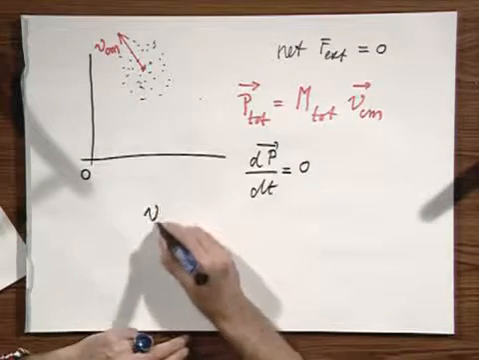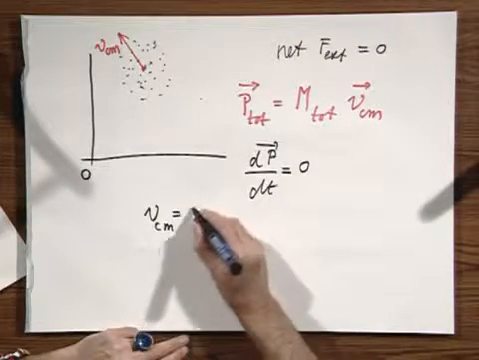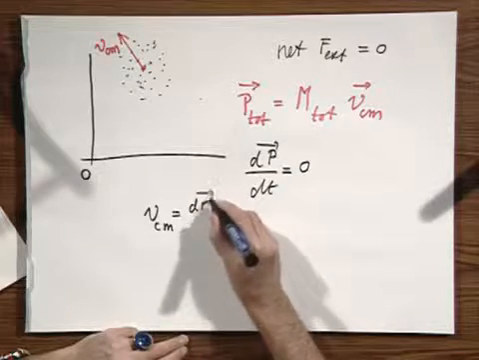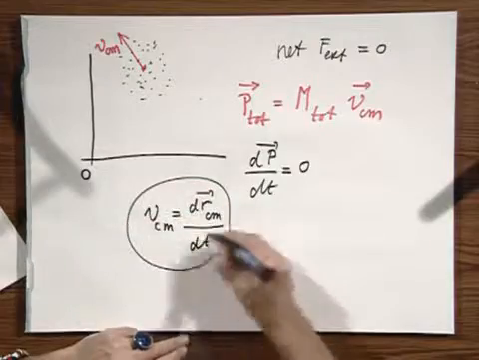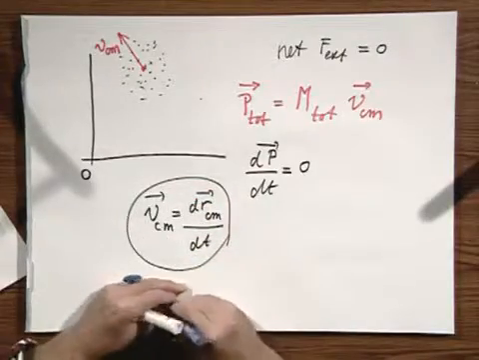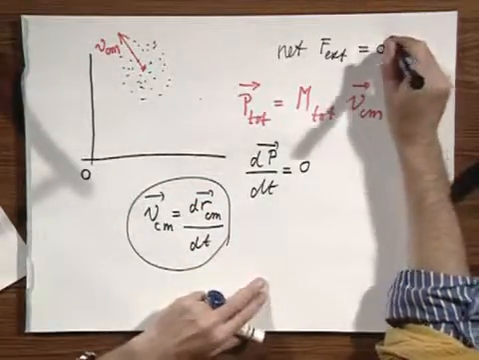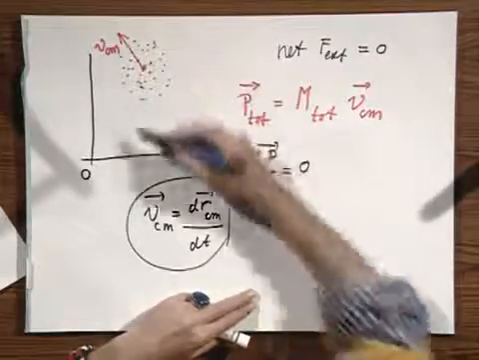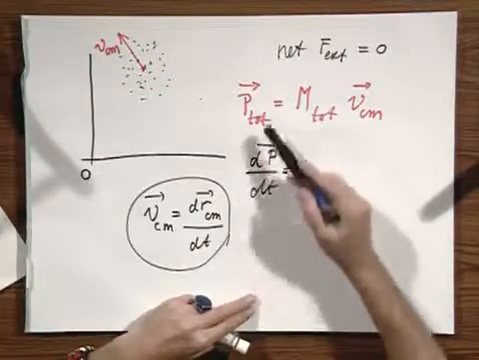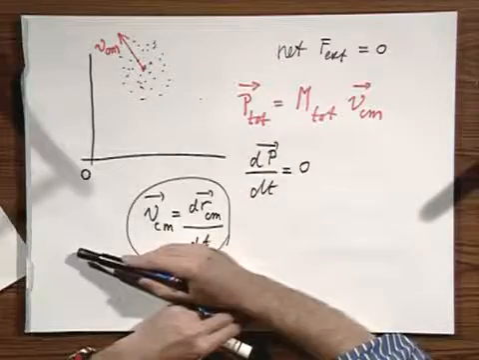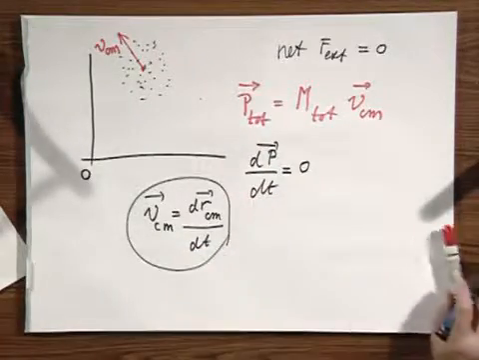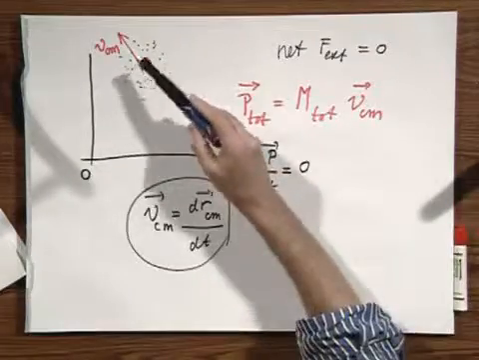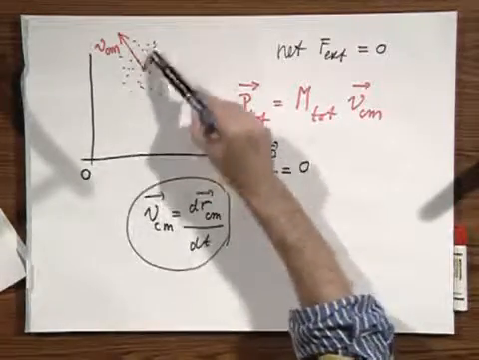The velocity of the center of mass would be d r center of mass/dt. That's the definition of velocity. So in the absence of a net external force, the momentum of the center of mass is conserved, cannot change, regardless of how these particles interact with each other.